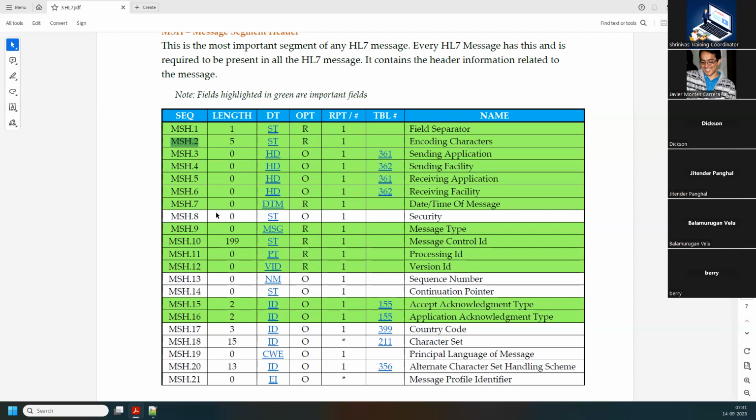All right. So MSH 3 is the sending application, which will tell you which application is sending the information, whether it is a PM application, an EHR application, or a lab application. MSH 4 will tell you which facility or location is sending that information. Similarly, you have MSH 5, which is used for the receiving application. That will tell you which application is going to receive the data. And then you have MSH 6, which is the facility that is going to receive the data.